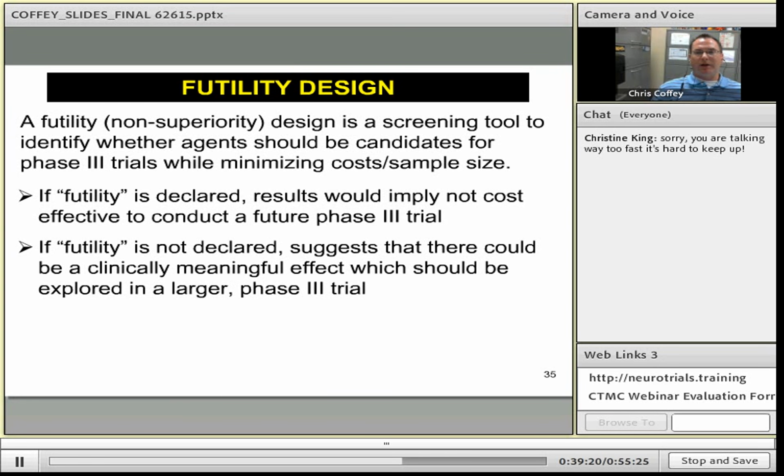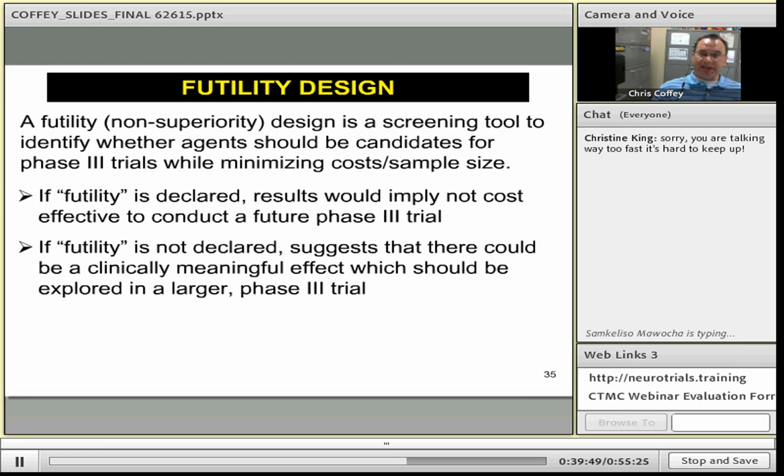So what you're really trying to do is a phase two study to get preliminary information, but also to see, can you collect enough evidence to rule out what you determine is a clinically meaningful effect? You're not trying to show that there is a clinically meaningful effect. You're trying to rule it out. So your null and your alternative hypothesis are flipped here. Your null hypothesis would be that you do have a clinically meaningful effect. Your alternative hypothesis would be that you don't have a clinically meaningful effect.